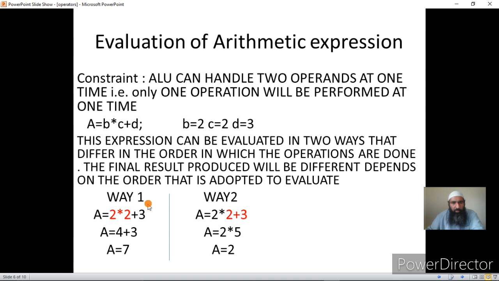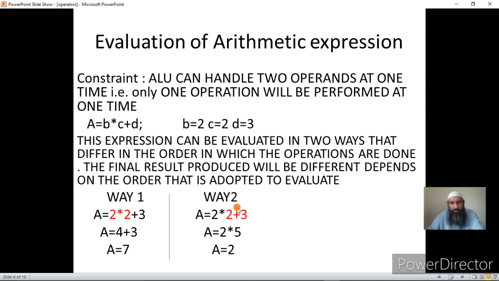Let us first discuss if we do the multiplication first. This is way one where we do the multiplication first. Here I have said a is equal to 2 into 2 plus 3, where I am using the values of these variables which I have already told. Now if I do multiplication first, 2 into 2 will be 4. Only one operation has been performed. Now what remains? That is the plus operation. After doing the plus operation, I get the result as 7. In case I start with multiplication first, then go for addition, the result is 7.